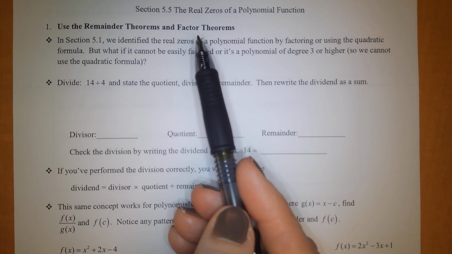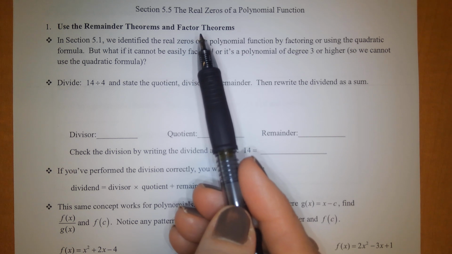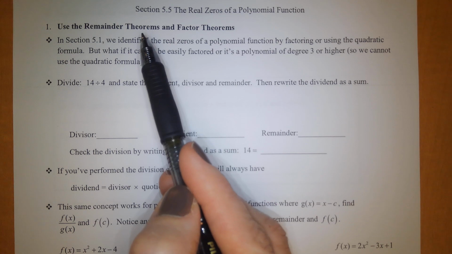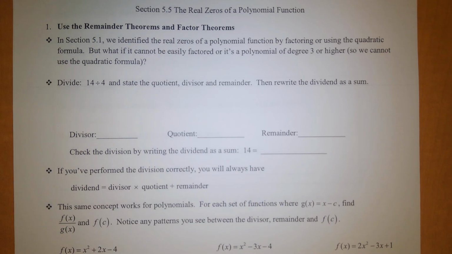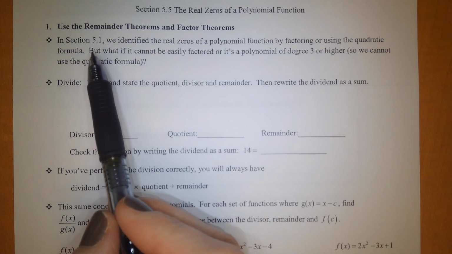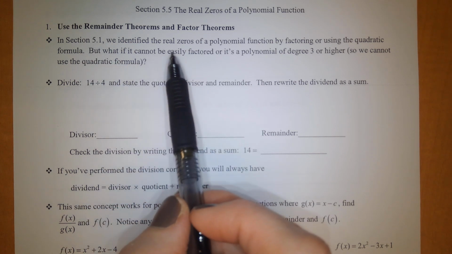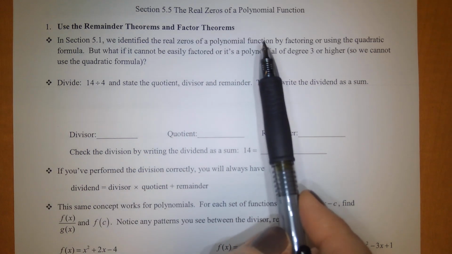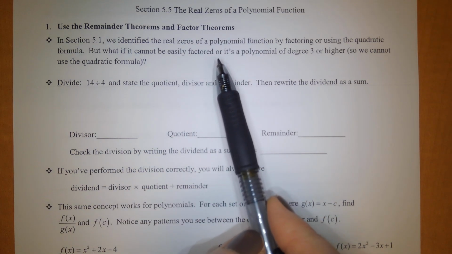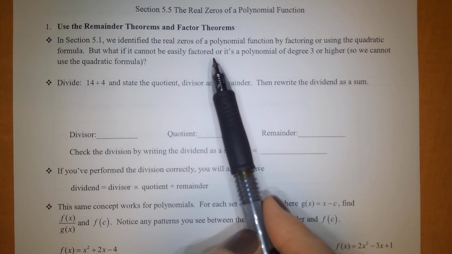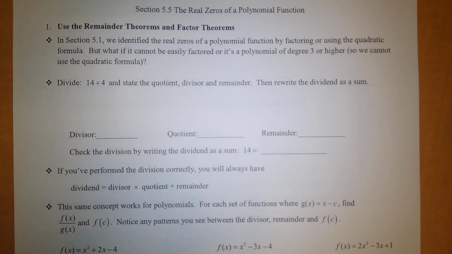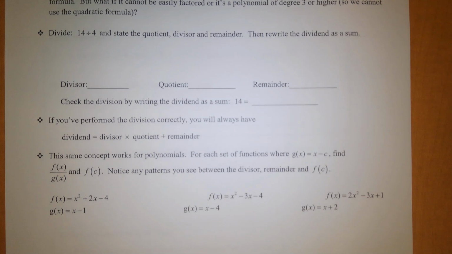Well, there's a way to find the zeros, and it can sometimes be a little tedious, but it's the only way to do that, which is using the remainder theorem or factor theorem. As I described in the first section 5.1, we identified the real zeros of the polynomial function by factoring, or using the quadratic formula. But like I said, what if it cannot be factored easily, or if it's a polynomial of degree 3 or higher and we can't use the quadratic formula? A couple tips that we can do.